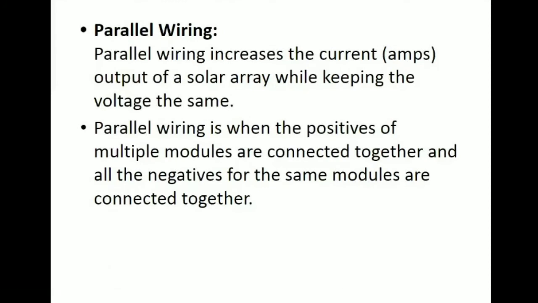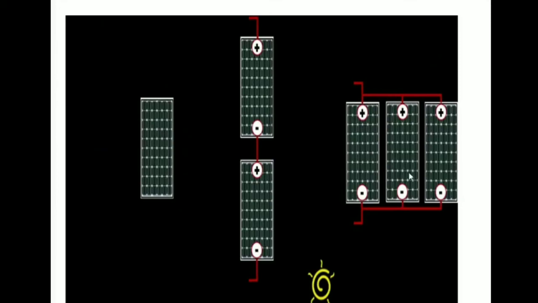Similarly, these modules can be connected in parallel. Parallel wiring increases the current output of a solar array while keeping the voltage safe. Parallel wiring is when the positives of multiple modules are connected together and all the negatives of the same modules are connected together. The third diagram shows the parallel connection. Here we can see all the positive terminals of the modules are connected together and the negative terminals are connected together. So the current from each module will get added up and supplied across the load on both ends. This is how they are connected in parallel.